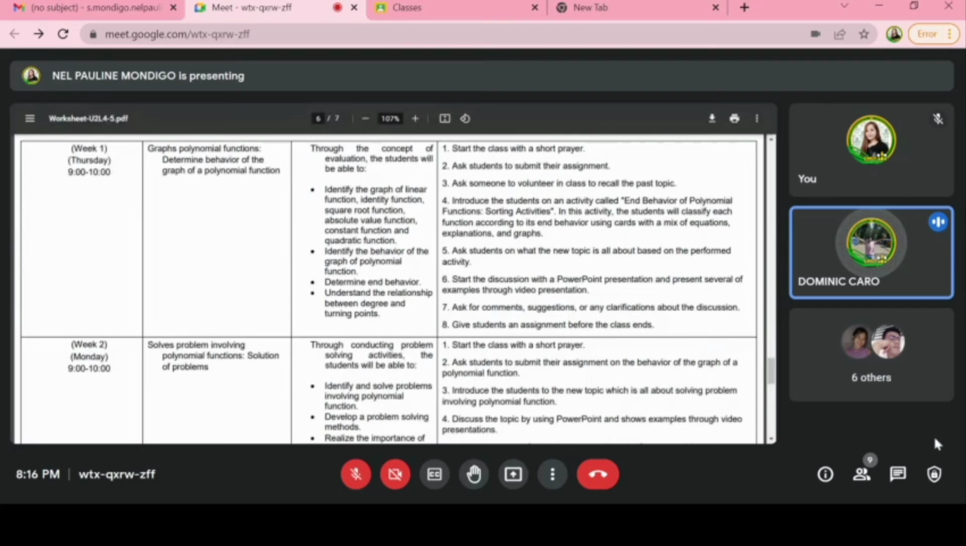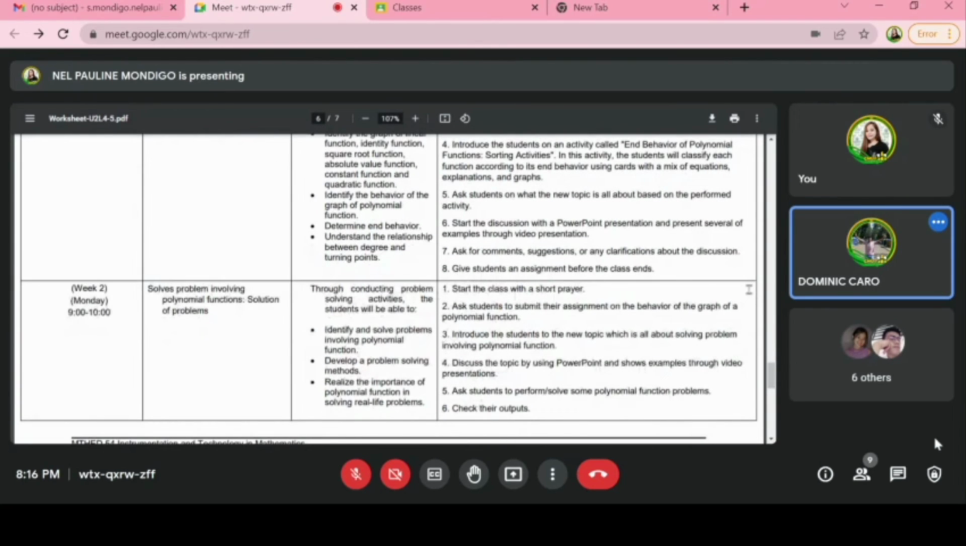Fifth is ask students what the new topic is all about based on the performed activity. Sixth is start the discussion with a PowerPoint presentation and present several examples through video presentation. Seventh is ask for comments, suggestions, or any clarifications about the discussion. Eighth is give students an assignment before the class ends.